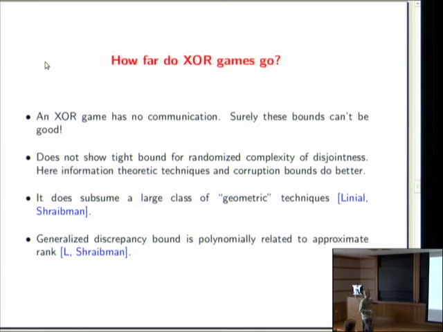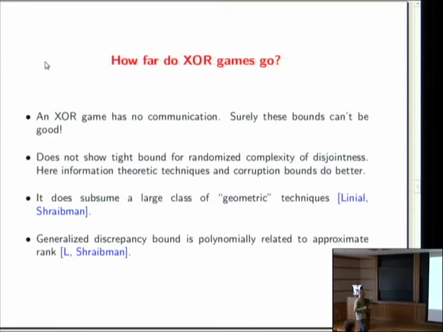But on the other hand, this technique does subsume a large class of what you might call geometric techniques. So Linial and Shraibman showed that it's larger than this trace norm method that Razborov originally used for the root n lower bound on disjointness, and some other Fourier analysis-based technique of Raz, and some techniques based on other matrix norms. They show that it subsumes all of these techniques. And in fact, it turns out to be polynomially related to approximate rank.